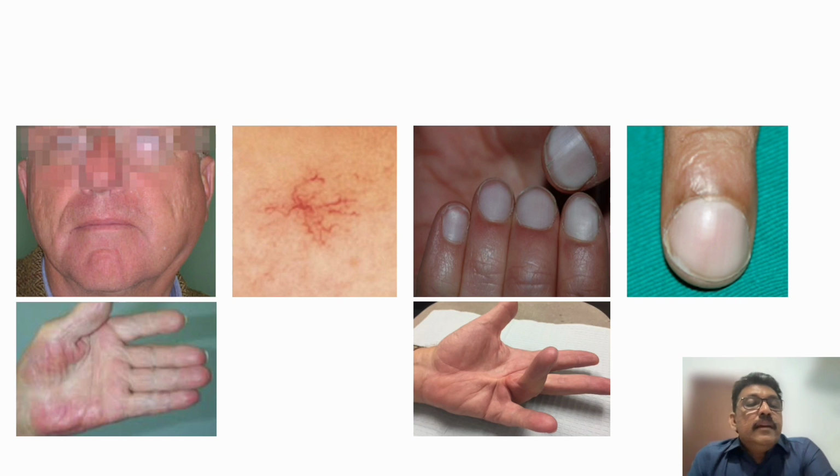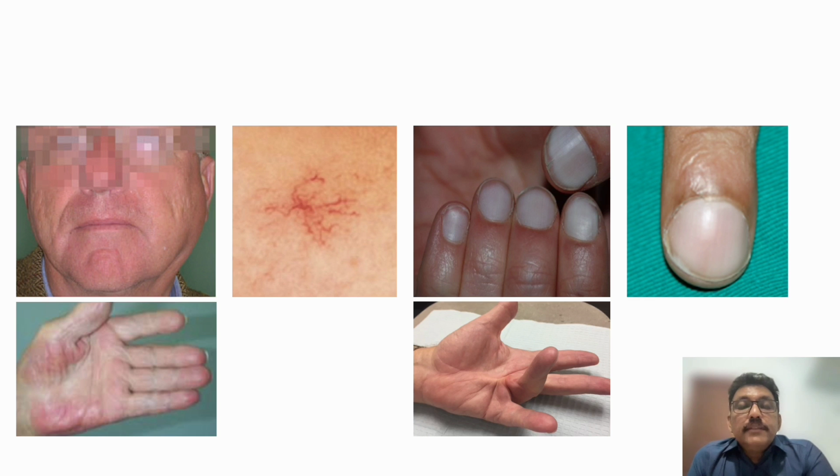So you can see here, the first picture shows parotid enlargement. Bilateral parotid enlargement is very classical. The second picture is a spider naevus. You can see it is like a spider, and if you press the central part of the spider, all the blood vessels disappear. The third one is white nails. It is due to hypoalbuminemia.